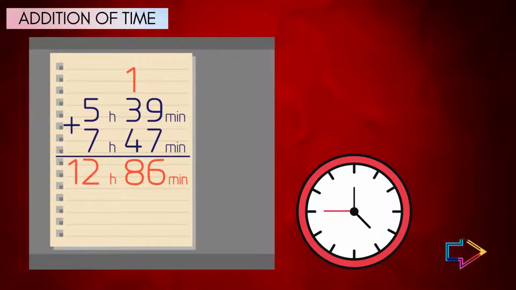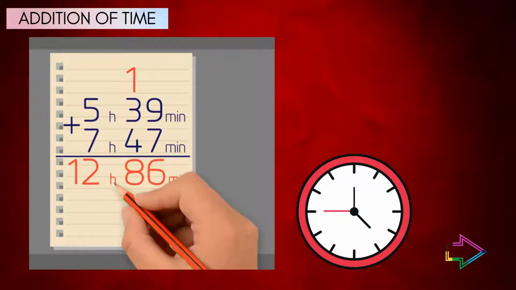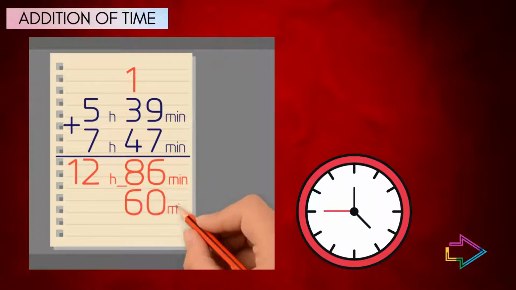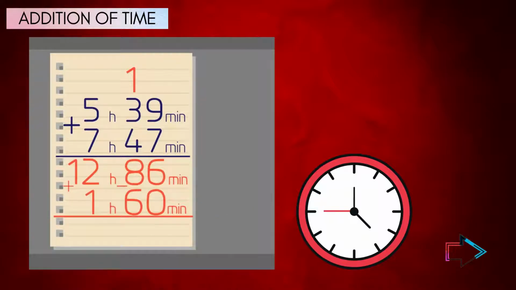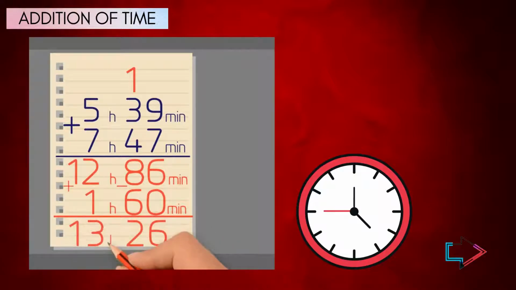86 exceeds 60 minutes, so we need to regroup these 86 minutes into 1 hour and 26 minutes. We take away 60 minutes from 86 minutes and give it to the hours. Now we have 13 hours and 26 minutes.